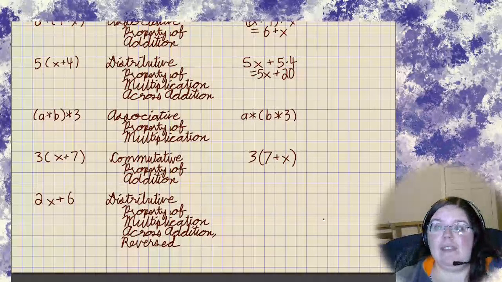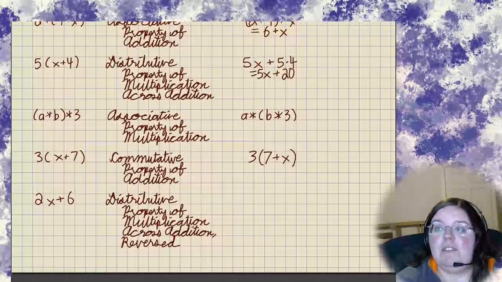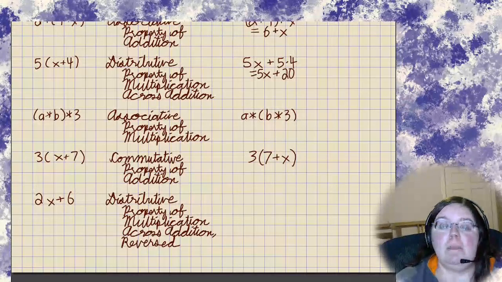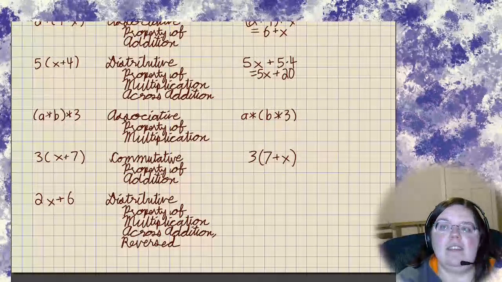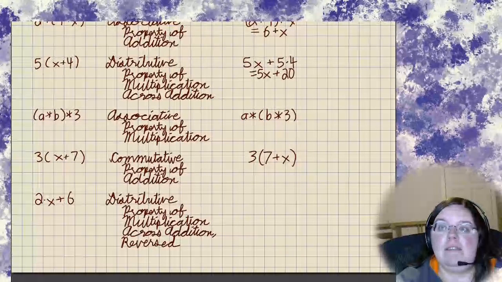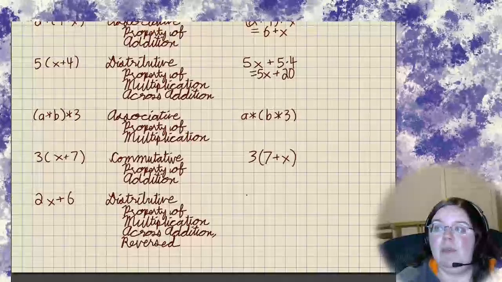Now, last but not least, this problem is asking us to illustrate the distributive property of multiplication across addition, but in reverse. So I notice that both the numbers, the coefficient and the constant term here, are even. So that tells me I could write this as a distributive property problem with a 2 outside the parentheses.